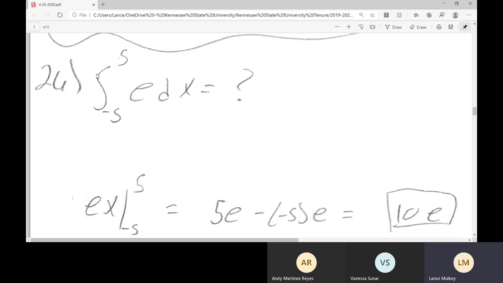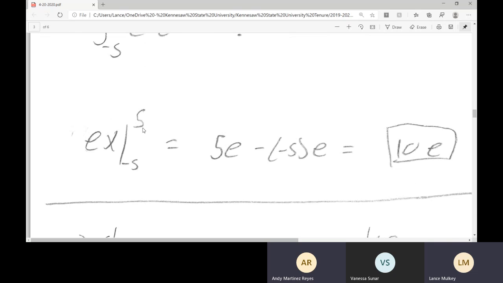Technically, you could pull this out of the integral, and it'd be the integral from negative 5 to 5 of dx, so 1. So it'd just be x. Okay. So e times x from negative 5 to 5. Plug in 5, so you get 5e minus negative 5e, which is positive 5e, so 5e plus 5e equals 10e.